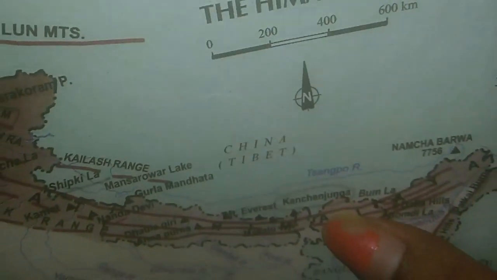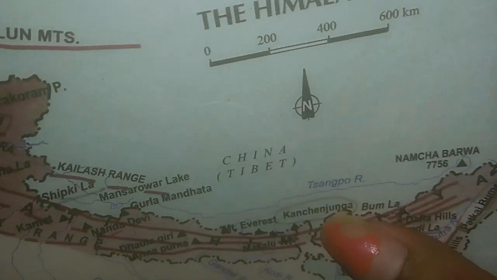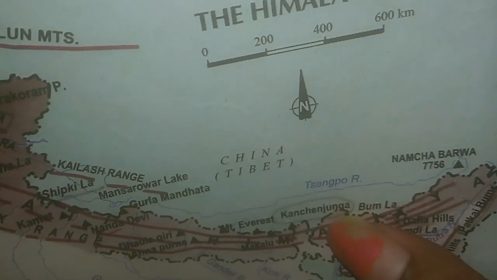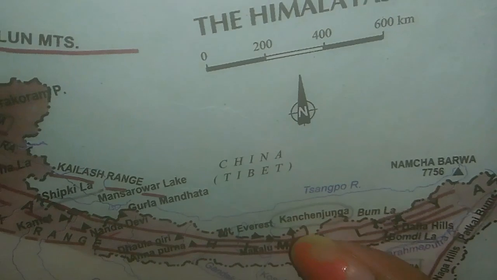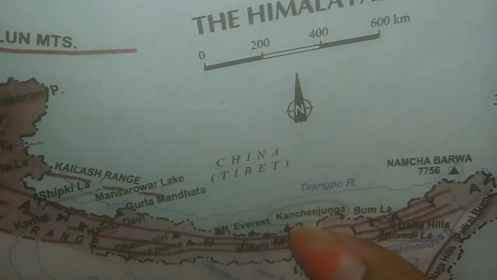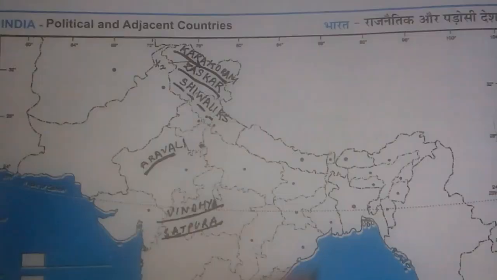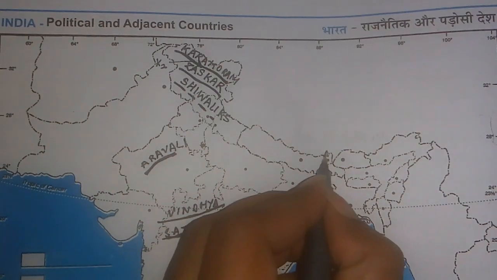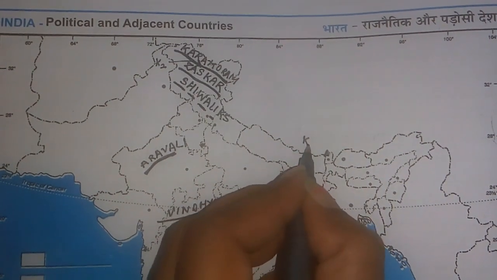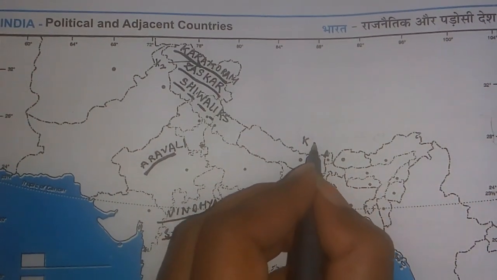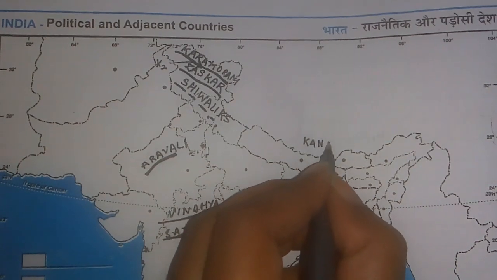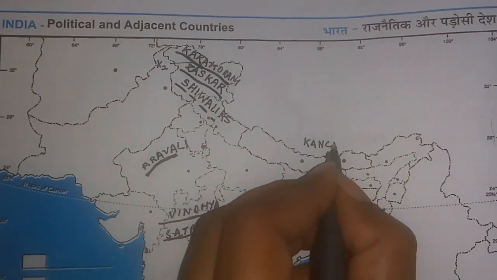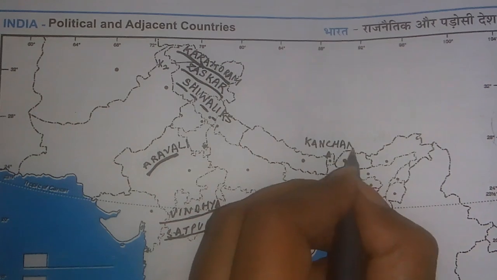Then Kanchenjunga. Over here you will see this marking Kanchenjunga. तो this marking we have to do of Kanchenjunga कहाँ पे है? This one. Let's mark this Kanchenjunga over here. और हमने क्या किया? We are going to write down the name Kanchenjunga.